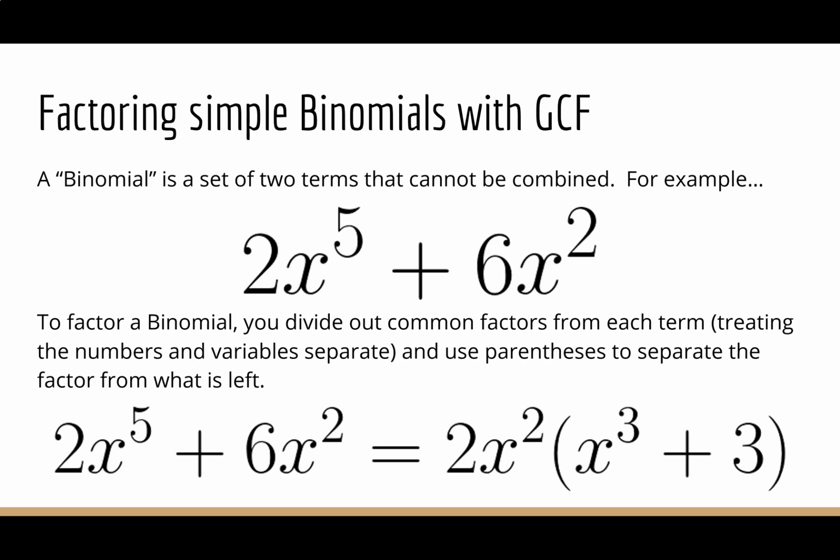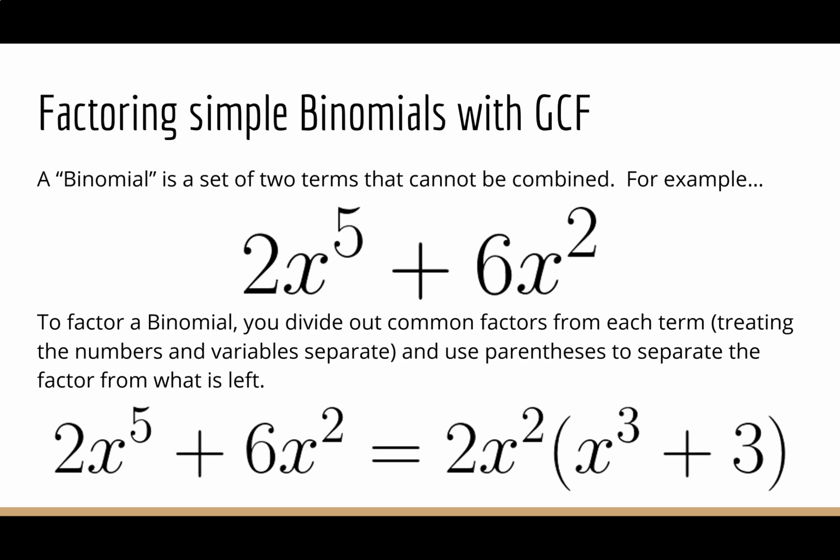So a binomial is a set of two terms that cannot be combined. So this is our example, 2x to the fifth plus 6x squared. To factor a binomial, you divide out common factors from each term, treating the numbers and variables separately, and use parentheses to separate the factor from what is left.